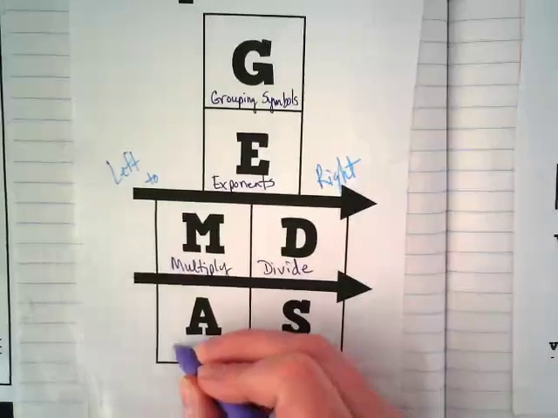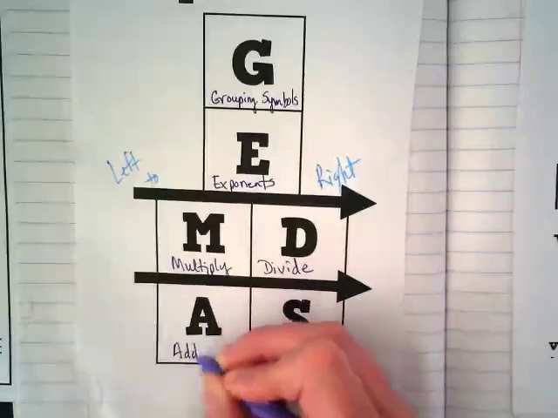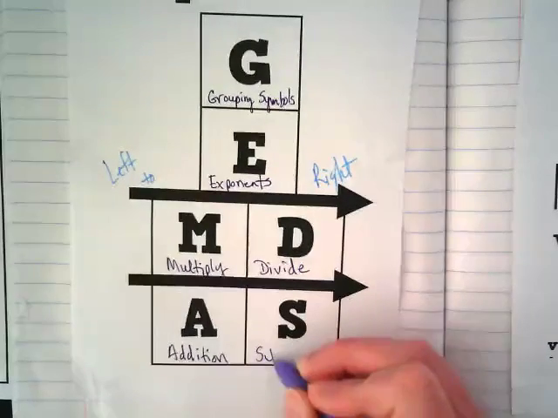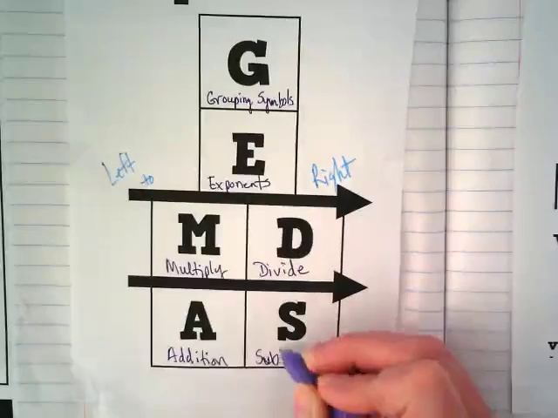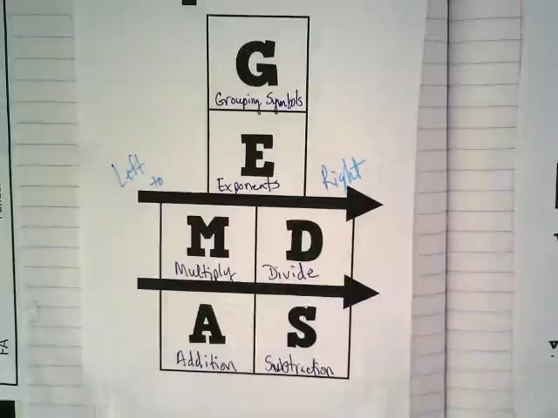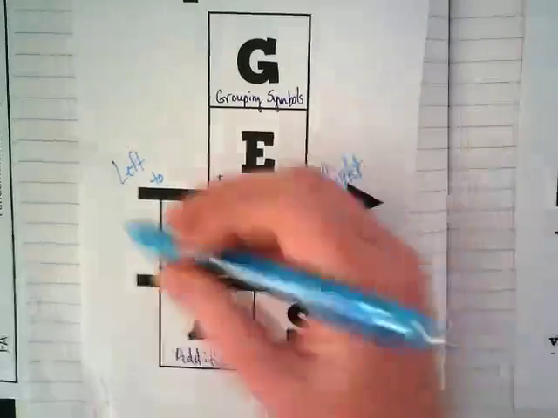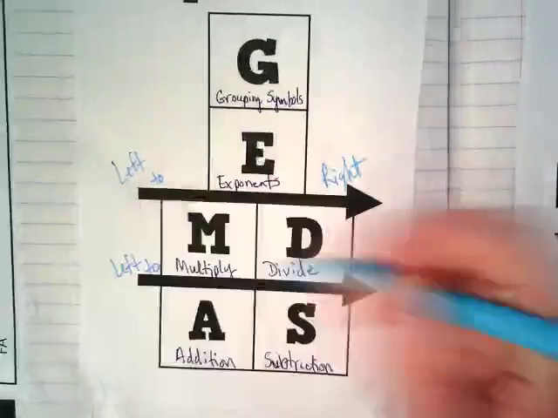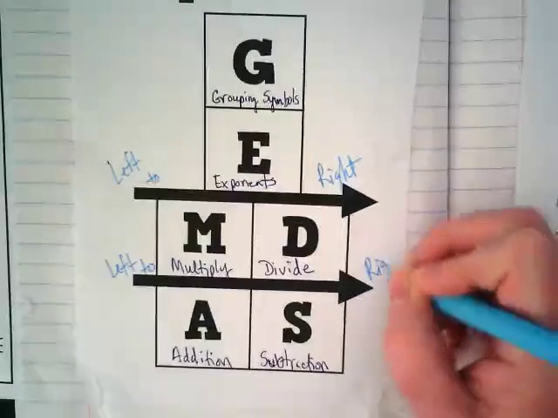And we know that this is for addition and subtraction. And again, it's not addition goes first and subtraction goes second. It is in the problem, whatever's on the left goes first, and whatever's on the right is the next step.